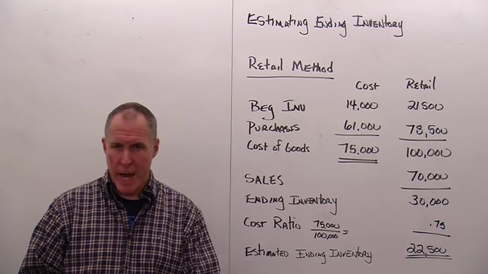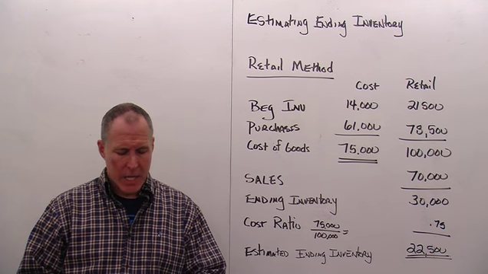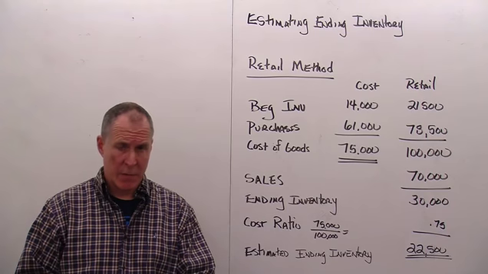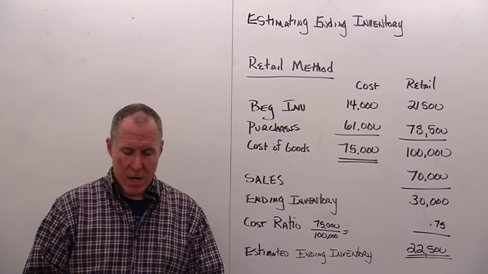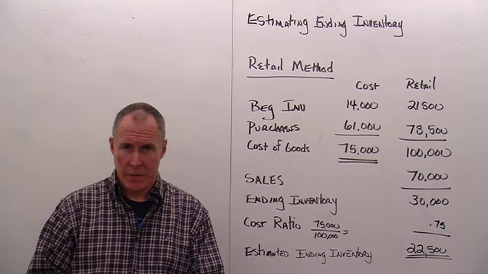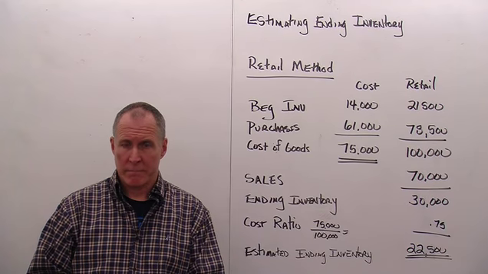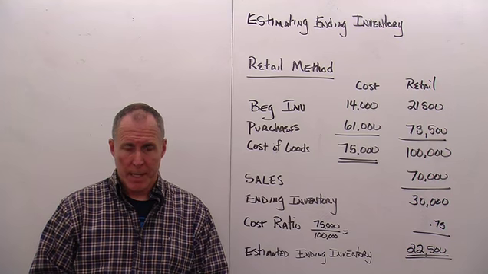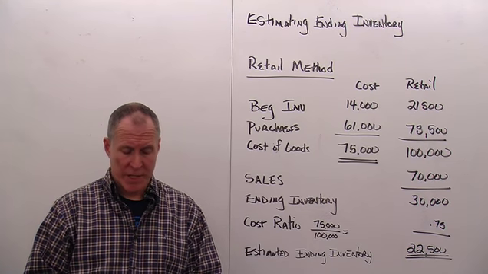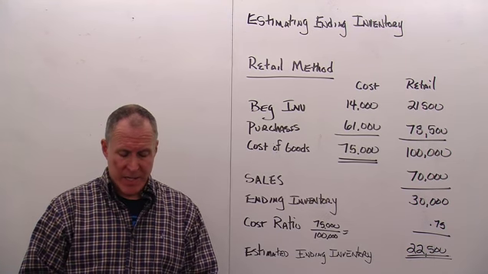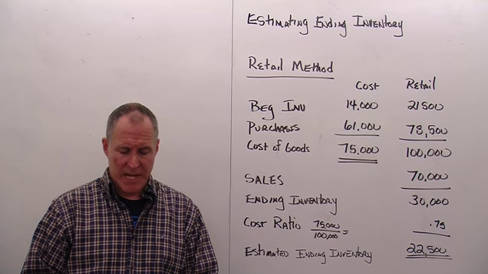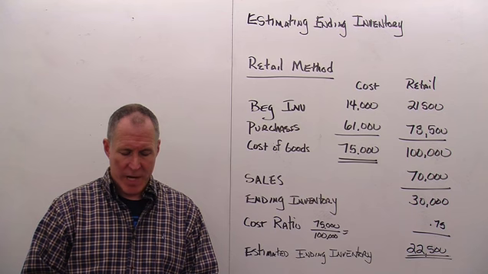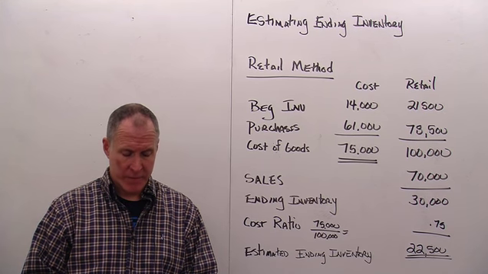In your handout, right at the end, you happen to have an in-class problem. This is the third type of problem we'll have on estimating ending inventory. There are two ways to do that: the retail method and the gross profit method. The first one is the retail method. It says the Valley West Company wants to estimate ending inventory without taking a physical count. Valley West has provided you with the following information.